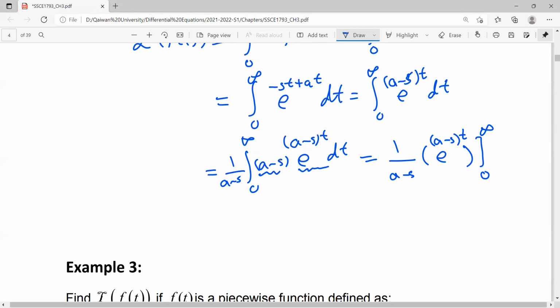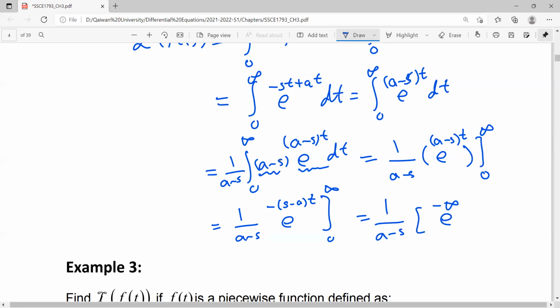And here we take the negative sign as the common. We say it equals 1 over a minus s, e to the power minus s minus a t, from 0 to infinity. We now replace t by infinity, then by 0. It equals 1 over a minus s, e to the power minus infinity minus e to the power 0.